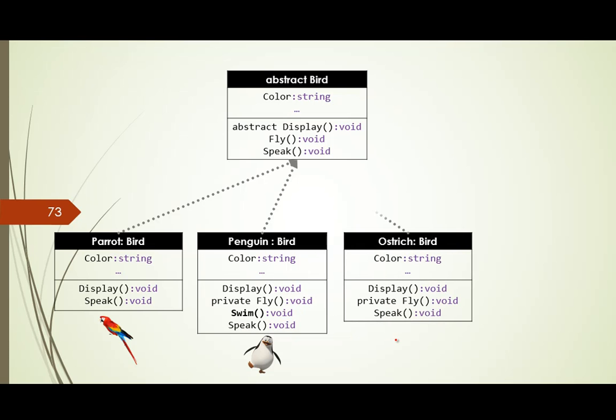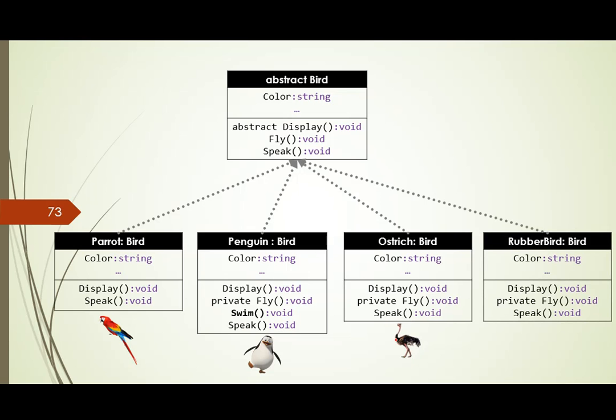Let's say we have ostrich, and same thing, display method, we have to write ostrich do not fly, so we are changing the fly method somehow, and changing the speak method as well. So let's say we have a rubber bird, and rubber bird doesn't fly, doesn't speak, display as a rubber bird. That's it.